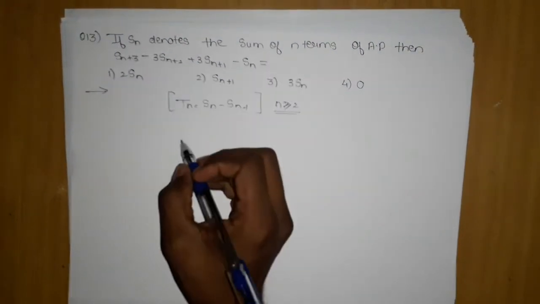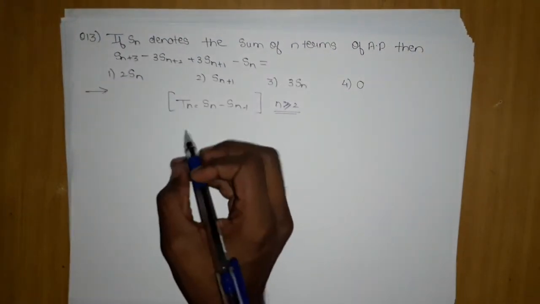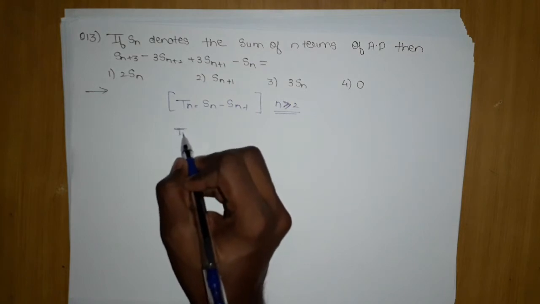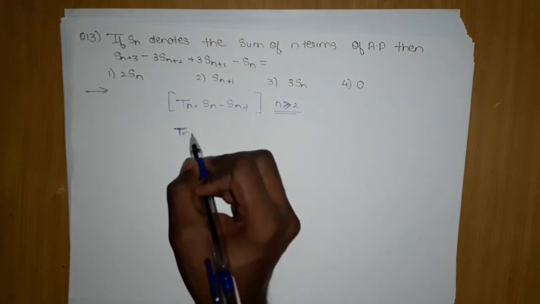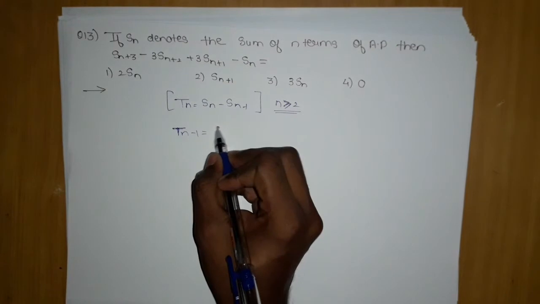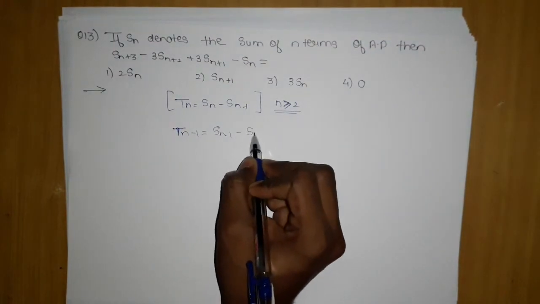Everyone knows this, but they don't analyze it further. T(n minus 1) will be S(n minus 1) minus S(n minus 2).